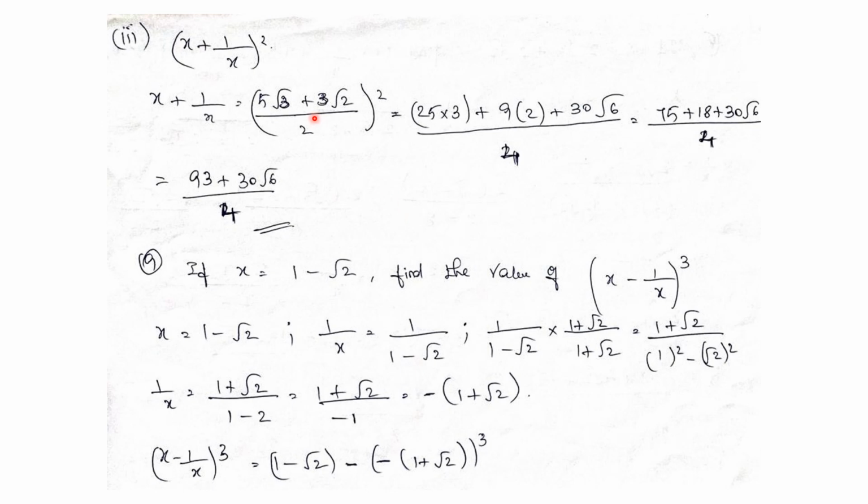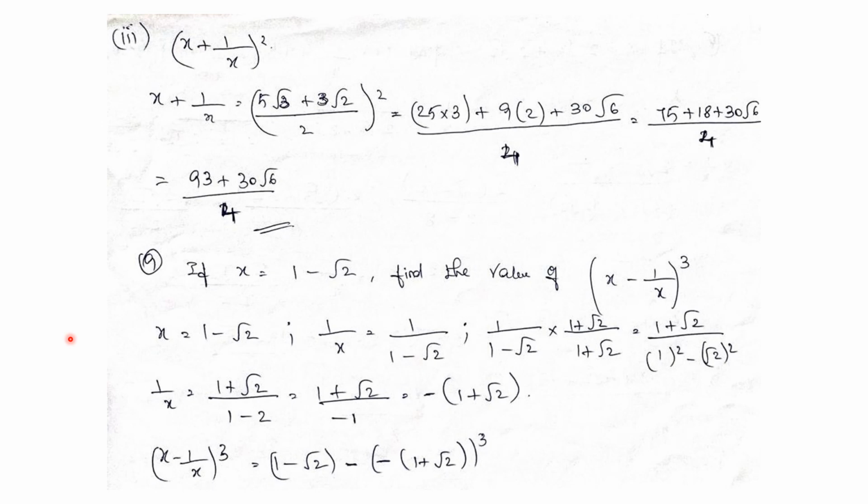Okay, third one is x plus 1 by x the whole square. Nothing but both the sides x plus 1 by x, already we know the answer. So we should write x plus 1 by x the whole square. Here I just forgot to write the square. X plus 1 by x the whole square is equal to 5 plus root 3 plus 3 root 2 by 2 the whole square. So the answer will be 93 plus 30 root 6 by 4.